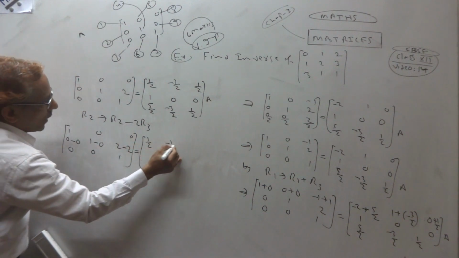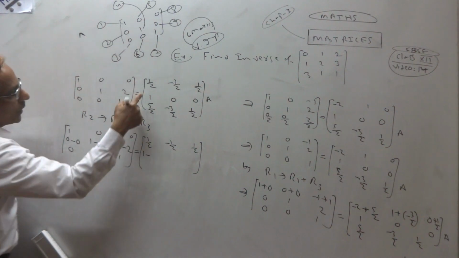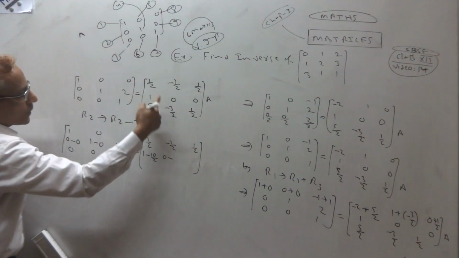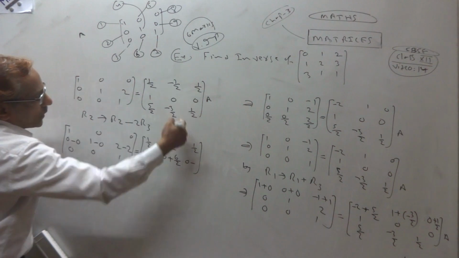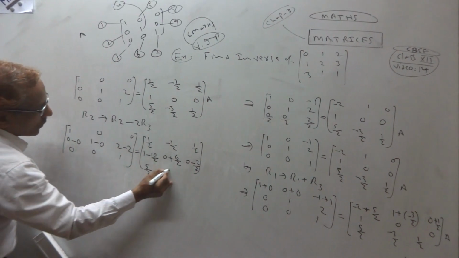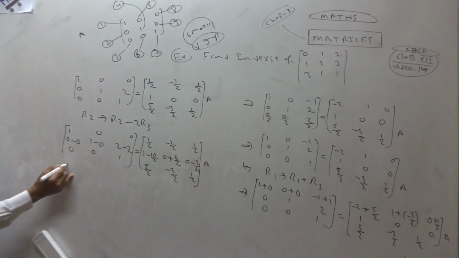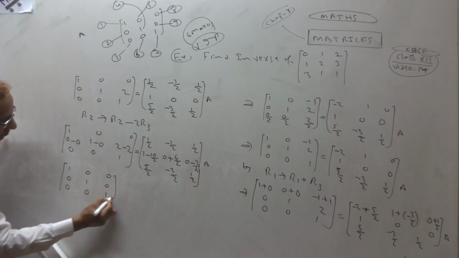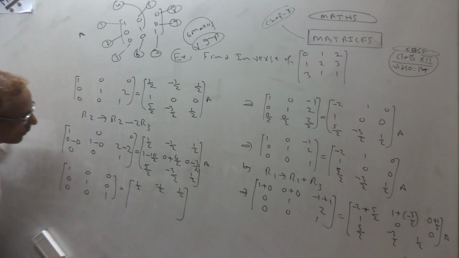Yes, half, 1 by 2. R2 minus 2 R3: 1 minus 2 fives are 10 by 2. 0 minus minus plus 2 threes are 6 by 2. 0 minus 2 ones are 2 by 2. Everything else same, 5 by 2, 3 by 2, 1 by 2. Okay, finally 1 0 0, 0 1 0, 0 0 1 is equal to what? 1 by 2, 1 by 2, 1 by 2.